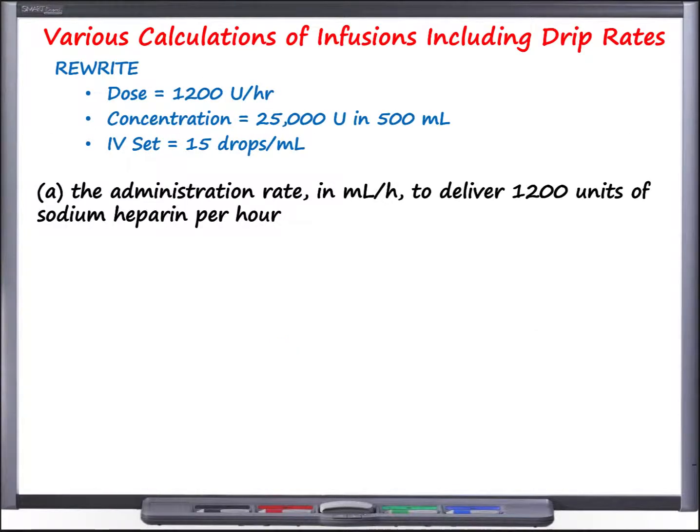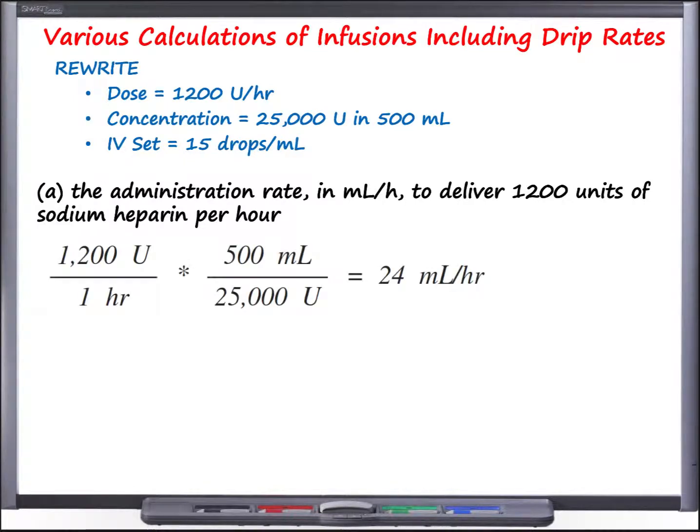The first question, again, wants us to calculate the administration rate in units of milliliters per hour to deliver 1,200 units of sodium heparin per hour. All right. So my formula is here. I guess where we start with this question is with what we want to deliver. What we want is to administer 1,200 units of sodium heparin per hour. But we need to express that rate not in units per hour, but in milliliters per hour. So all we need to do is multiply it by the concentration, but we want to express the concentration of our premixed bag in a way that our units will cancel correctly.